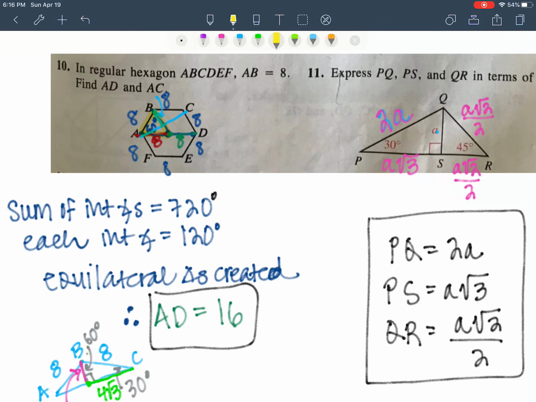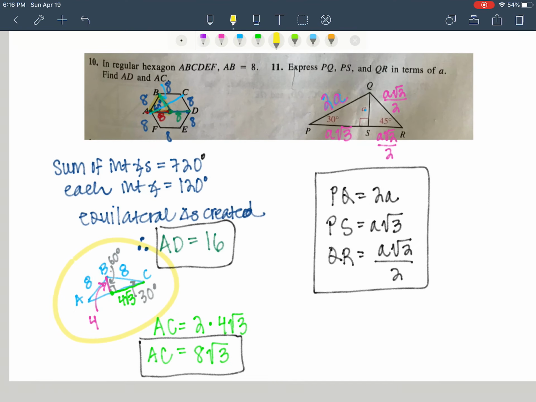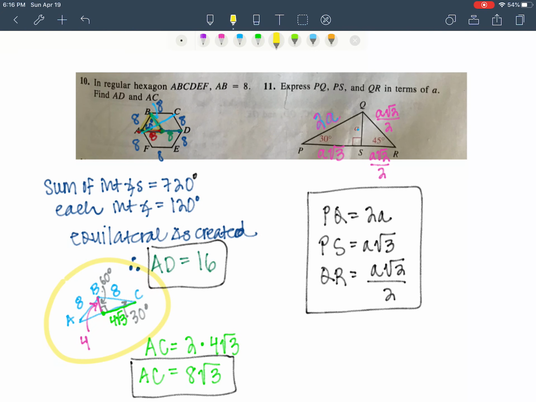AC is a little trickier, so I drew a picture of AC over here. There's the picture of the triangle that includes the segment AC. And you can see that, yes, angle B is still going to be cut in half. It's going to have that 60-degree angle right here.